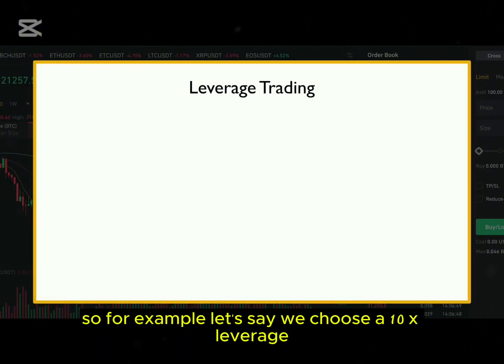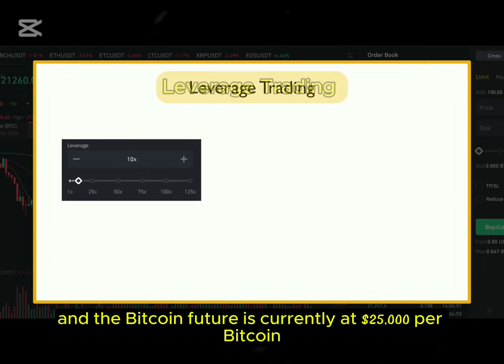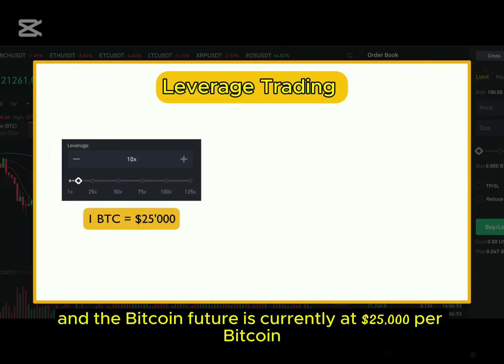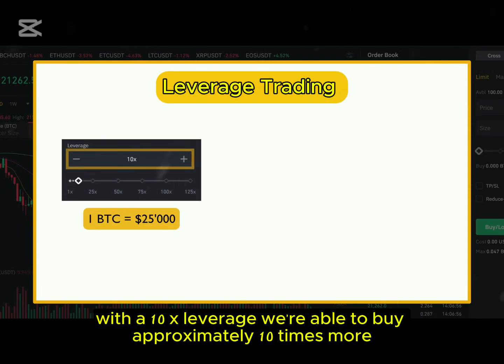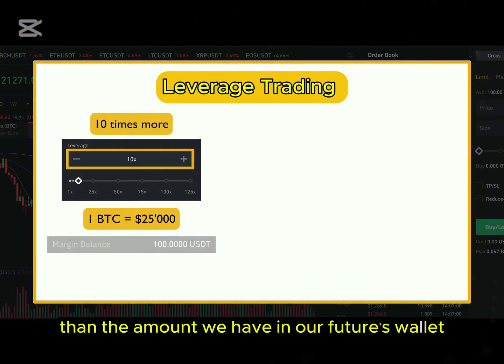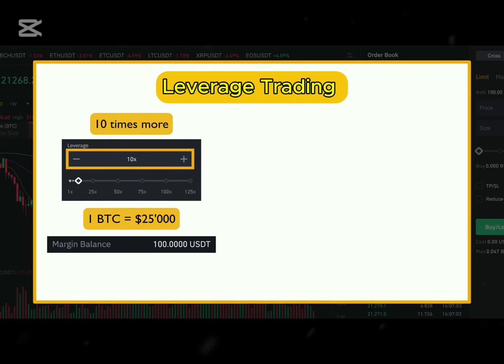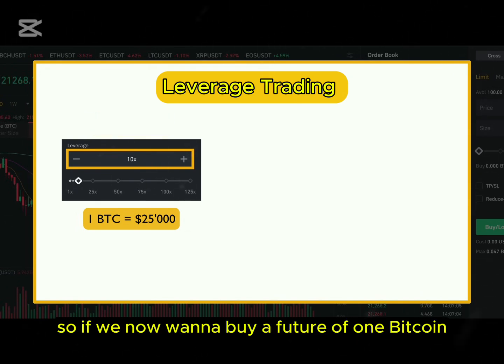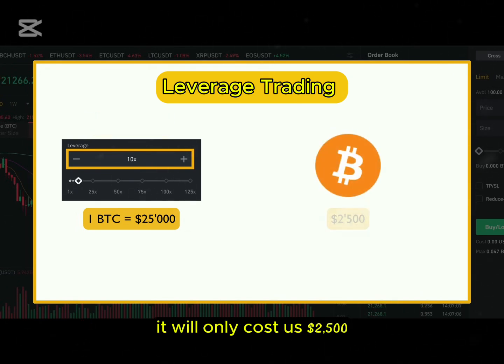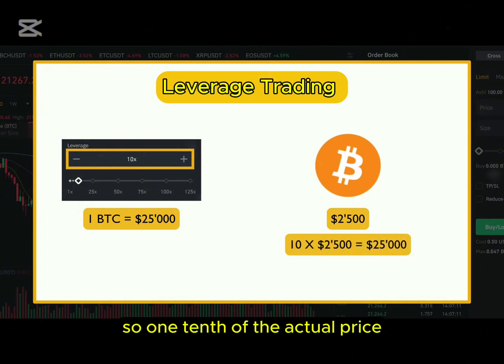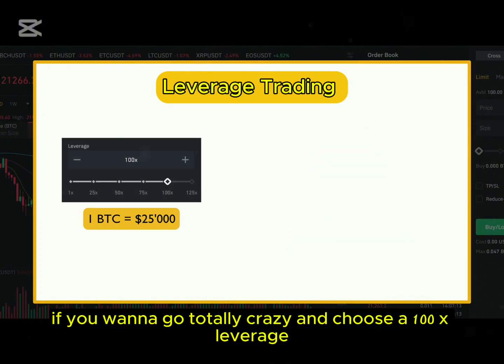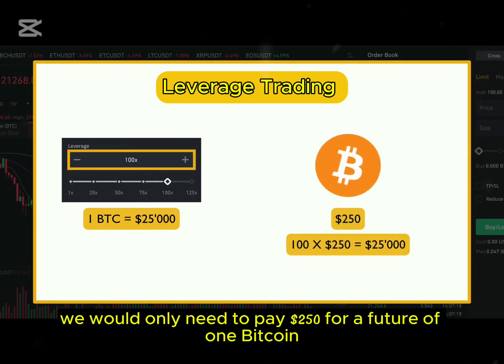So for example, let's say we choose a 10x leverage, and a Bitcoin future is currently at $25,000 per Bitcoin. With a 10x leverage, we're able to buy approximately 10 times more than the amount we have in our futures wallet. So if we now want to buy a future of 1 Bitcoin, it will only cost us $2,500, so 1/10 of the actual price. If you want to go totally crazy and choose a 100x leverage, we would only need to pay $250 for a future of 1 Bitcoin.